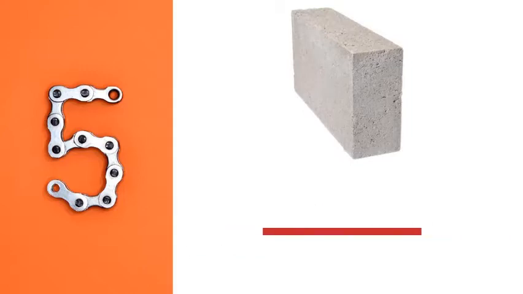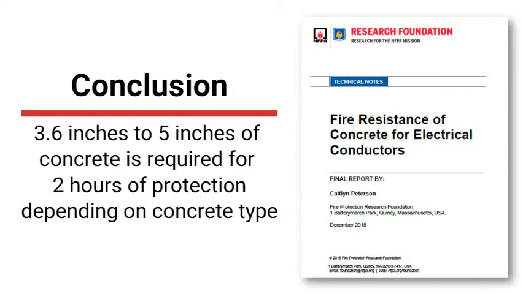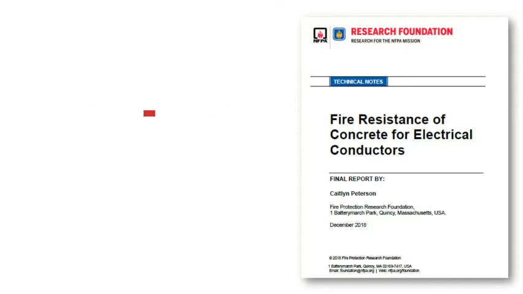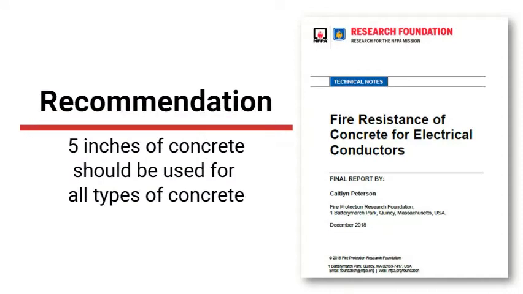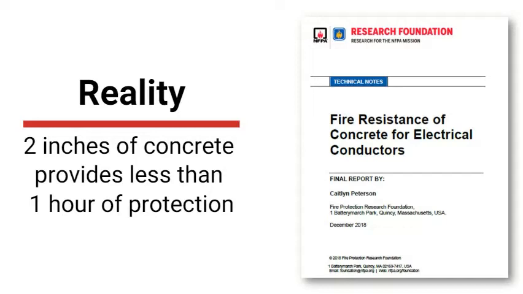In December of 2018, the NFPA Research Foundation released a technical note titled Fire Resistance of Concrete for Electrical Conductors. The primary conclusion of this technical note was that 3.6 to 5 inches of concrete is required for 2 hours of protection depending upon concrete type. The paper further recommends to use 5 inches to make sure that you cover all variabilities in different types of concrete. So the reality is 2 inches of most concrete types provides less than 1 hour of protection.